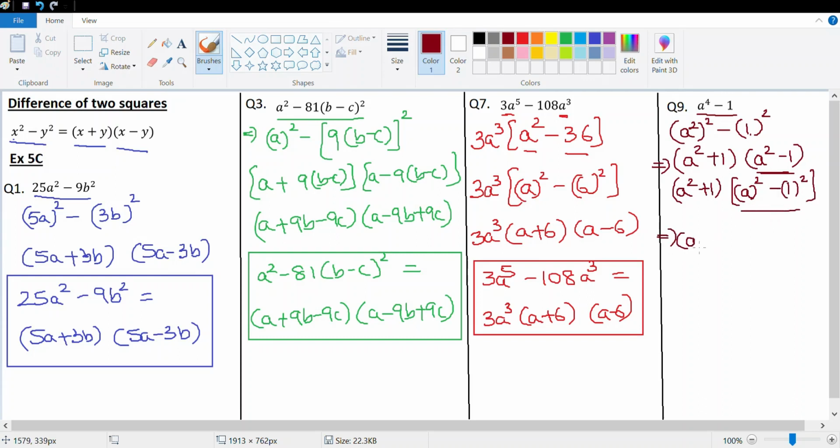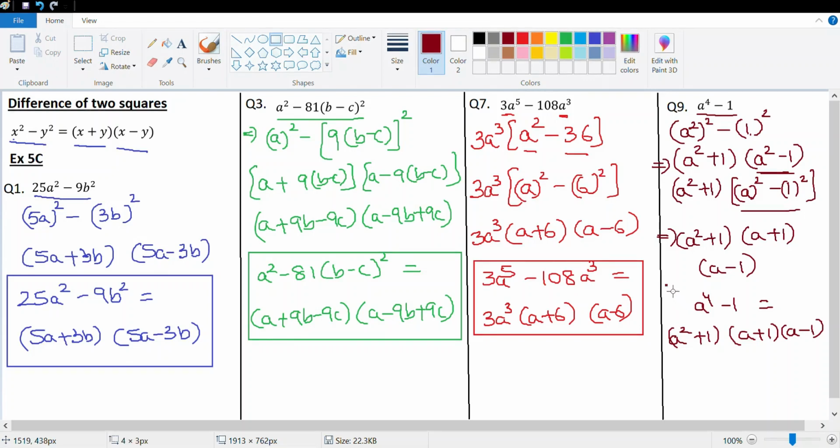So this is a square plus 1. In this case, this would become (a plus 1) multiplied with (a minus 1). So writing the final answer, it would be a to the power 4 minus 1 is equal to (a square plus 1) multiplied with (a plus 1) multiplied with (a minus 1). So whenever we do factorization, note all the questions will say factorize completely, which means you need to keep factorizing till the time you reach the last simplest term.